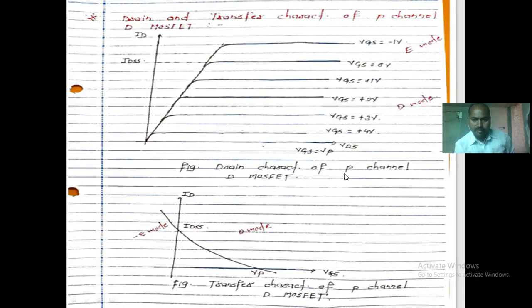Okay. See, this will be the thing with respect to the P channel D MOSFET. Now we know that E type of MOSFET is nothing but an enhancement type of MOSFET. See, I will just tell you some points related to the D and E MOSFET. D MOSFET indicates depletion type of MOSFET. It is the same as a JFET.